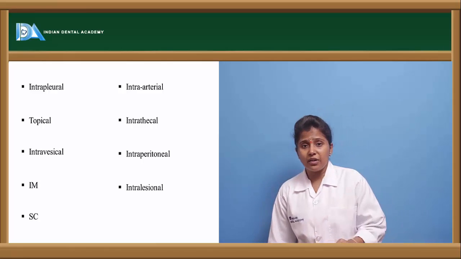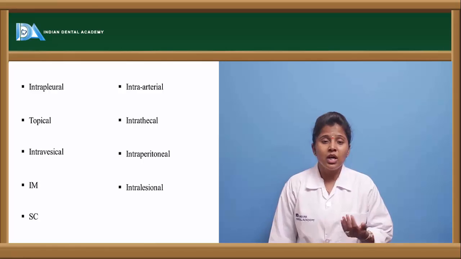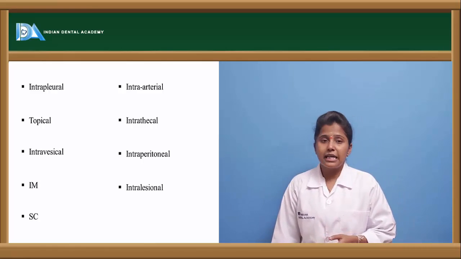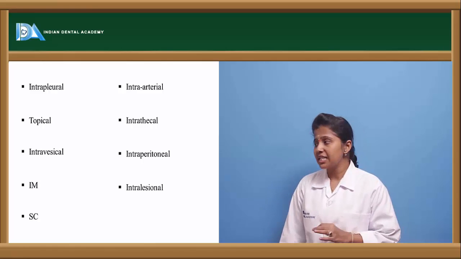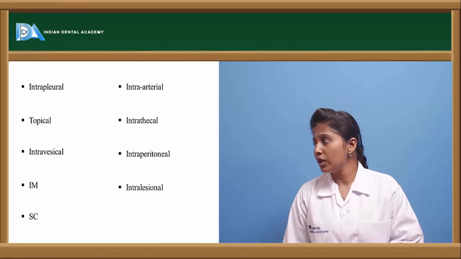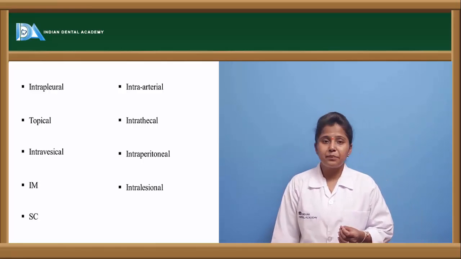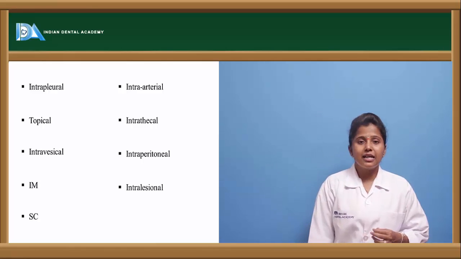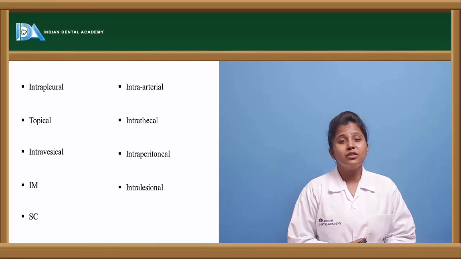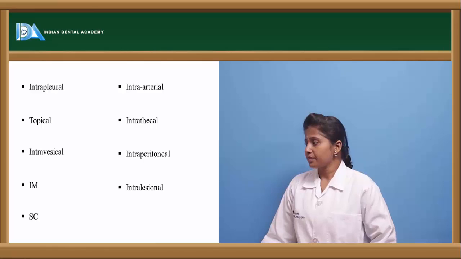Not only through the IV route as well as pills and infusion pump, there are various other routes where this chemotherapy is given. For example, subcutaneous route, intramuscular route, intravesical route, topical preparations, intrapleural route, intra-arterial route, intrathecal route, intraperitoneal route, as well as intralesional route. All these routes are given based on the region or the localized area where they are administered.